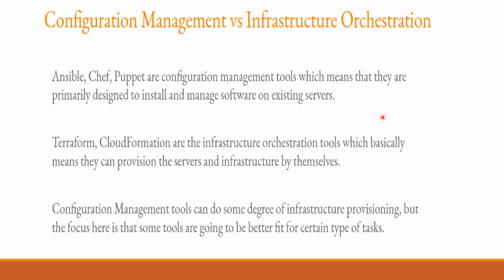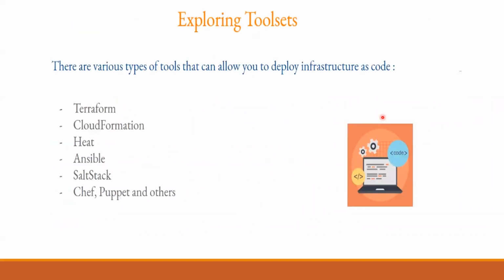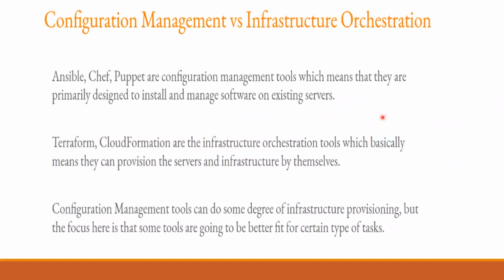IaC tools: Terraform, we will tell you in the Terraform section. In the IaC tools, what is configuration management versus infrastructure orchestration? Ansible, Chef, Puppet are configuration management tools, which means they are primarily designed to install and manage software on existing servers. Terraform and CloudFormation are infrastructure orchestration tools, which basically means they can provision the servers and infrastructure by themselves. Configuration management tools can do some degree of infrastructure provisioning, but the focus here is that some of the tools are a better fit for certain types of software.